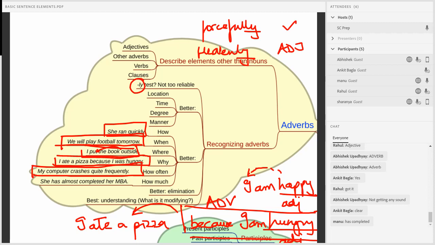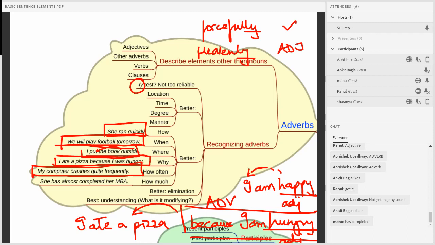I mean, I asked it in a very skeptical way, but there is a noun. I just want to be clear. There is a noun. Yes, my computer is a noun. Now, is the word quite giving us information about that noun? No. Exactly. We're not saying the computer is quite, right?